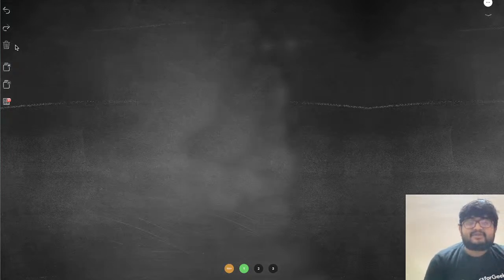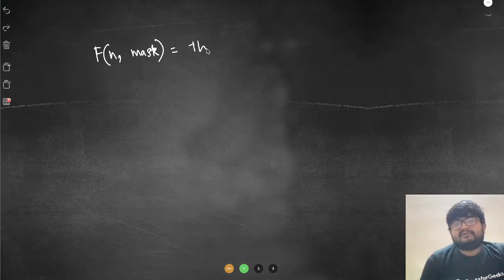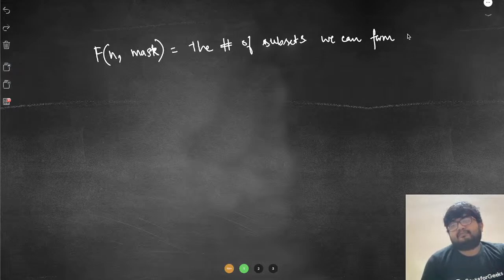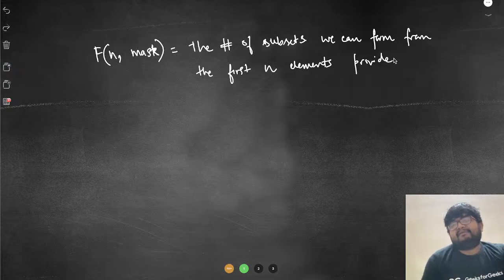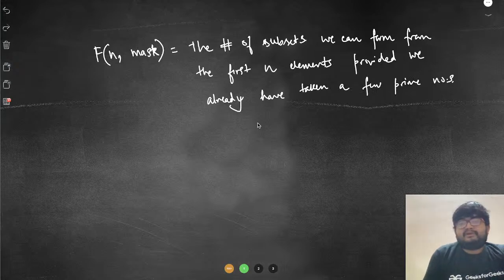So coming to the solution, let's say f(n, mask). What is f(n, mask)? f(n, mask) is the number of subsets we can form from the first n elements, provided we already have taken a few prime numbers denoted by mask.